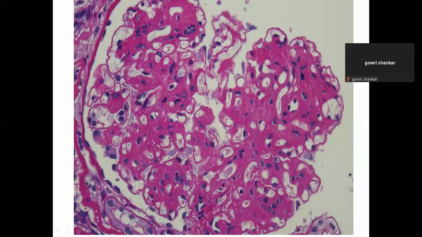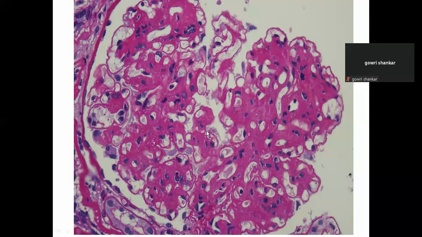So this material is not like the PAS negative material I showed you in the previous case of amyloid, where the material was PAS negative. This is a PAS positive material. And I've shown you PAS positive mesenchyme in diabetic nephropathy. Even in light chain deposition disease, it will be PAS positive. In heavy chain deposition disease, it will be PAS positive. But here I'm not seeing any nodular lesion, so I don't want to bring in a differential of light chain or heavy chain deposition disease.